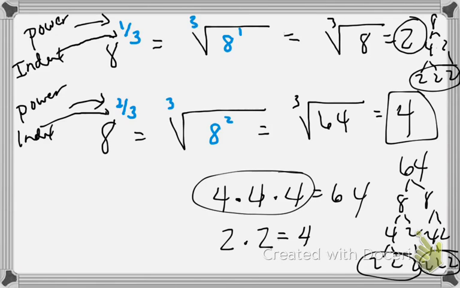So that's how you do it if you have an exponent as a fraction: you can change it into a radical, and you can do that. Just remember, the top one is the power, and the denominator is the index.